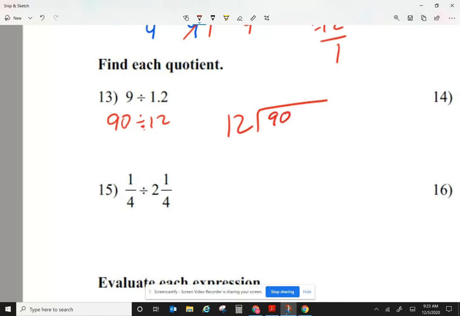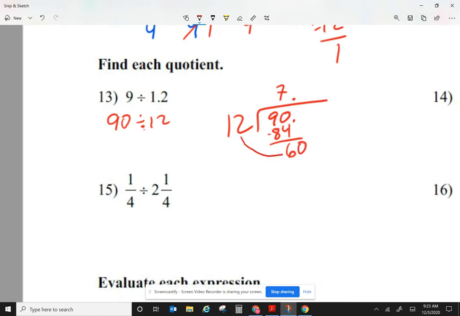All right, so my answer might have a decimal point, so I'm going to put it up there. Then I ask myself, how many times does 12 go into 90 without going over it? Then I'm going to say, well, 7. All right, 12 times 7 is 84. When I subtract this, my remainder is 6. After the decimal point, I have as many zeros as I need. So let me add an extra 0.